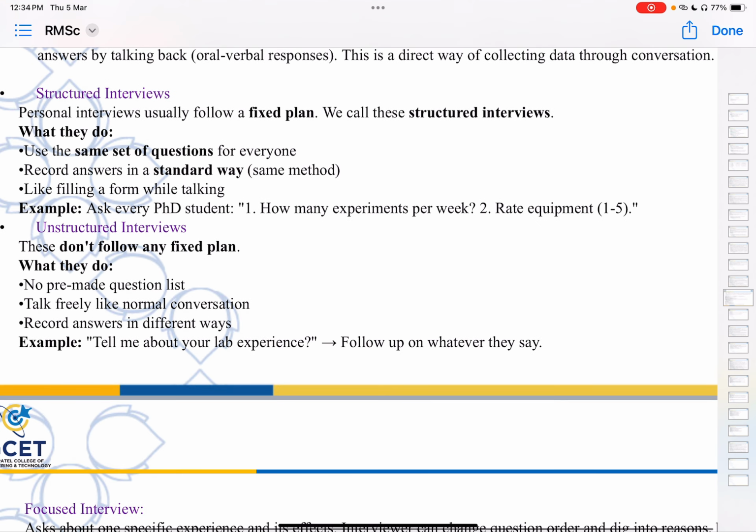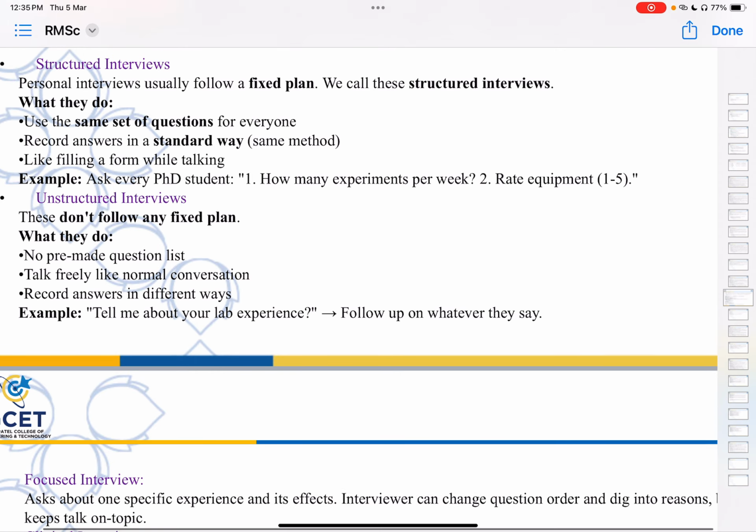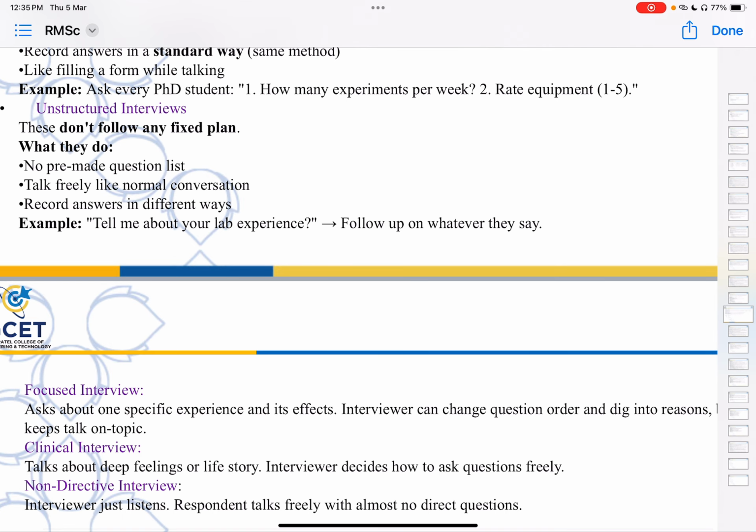Unstructured interviews don't follow any fixed plan. There is no pre-made question list. Talk freely like a normal conversation and record answers in a different way. For example, tell me about your lab experience. Then the follow-up question depends on whatever they say.